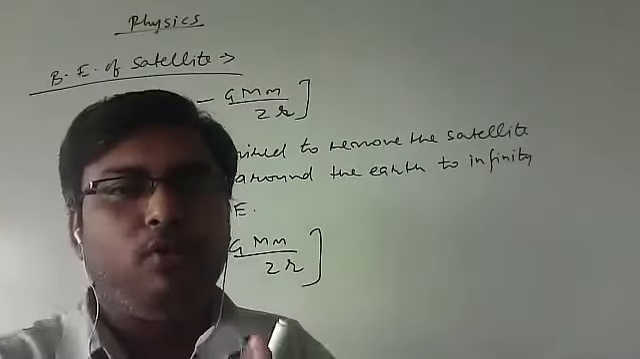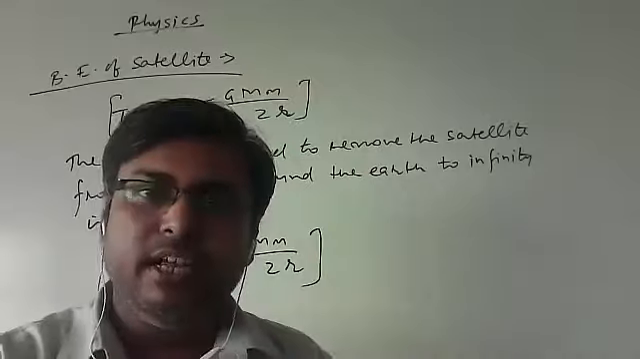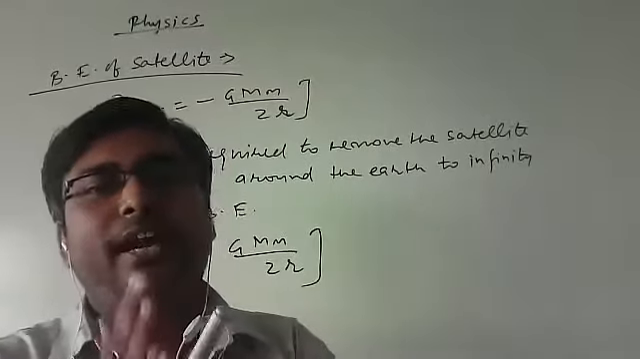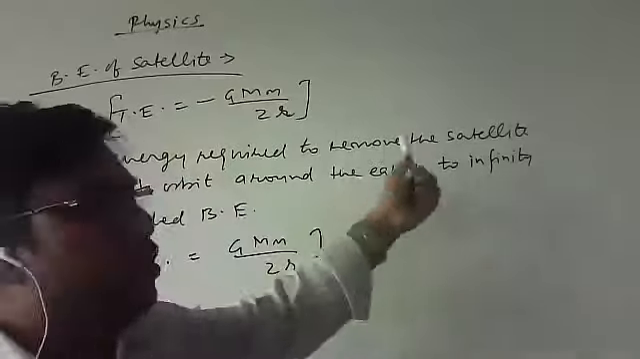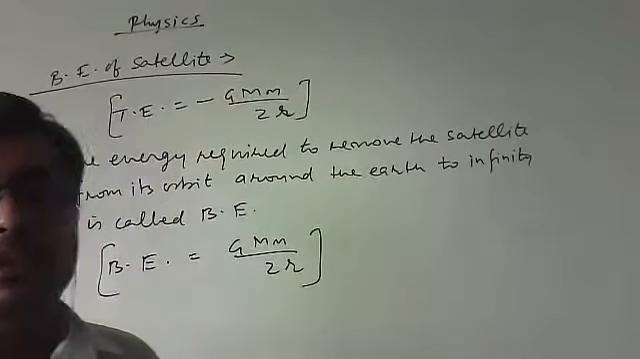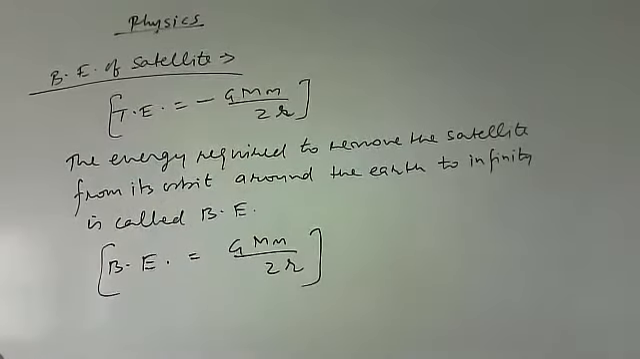This is the amount of energy by which the satellite is bound to its orbit, and the same energy is required if the satellite wants to get out of this orbit and transfer to infinity. I hope this point is clear to you. What is the meaning of binding energy?